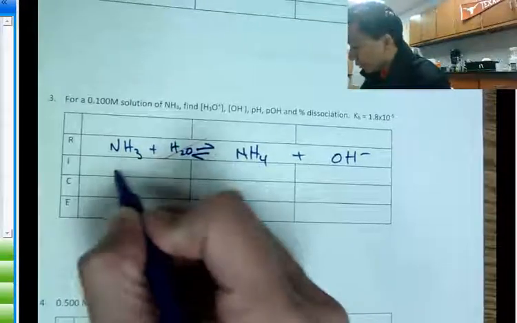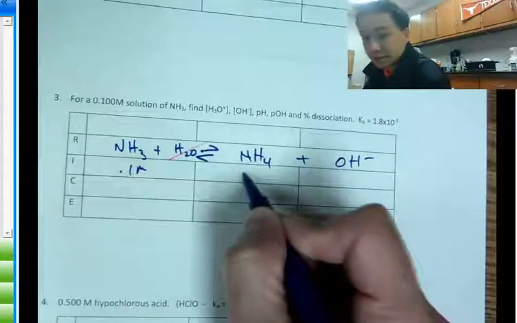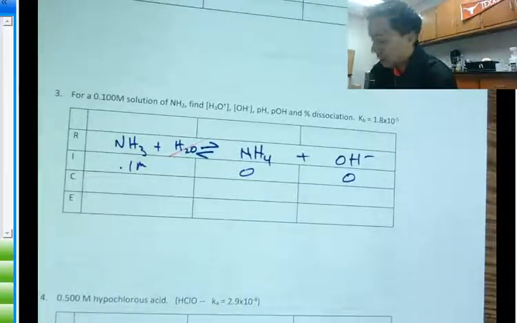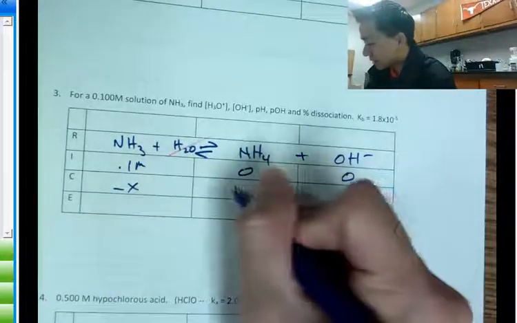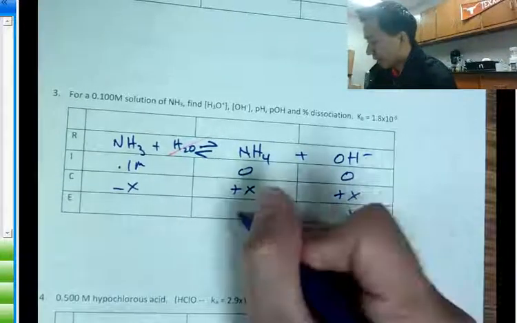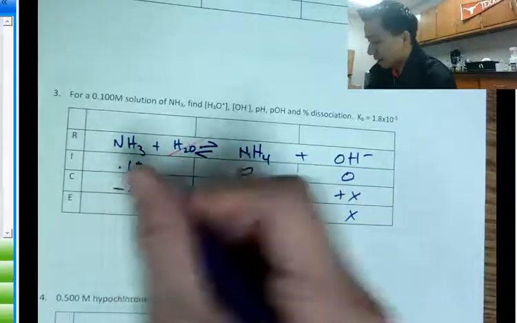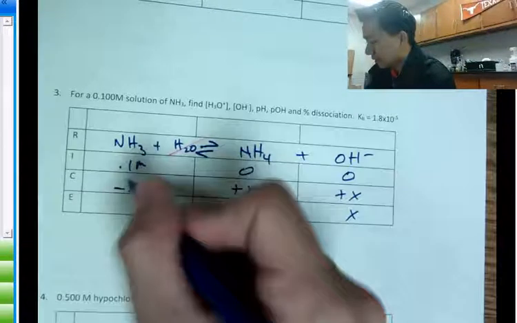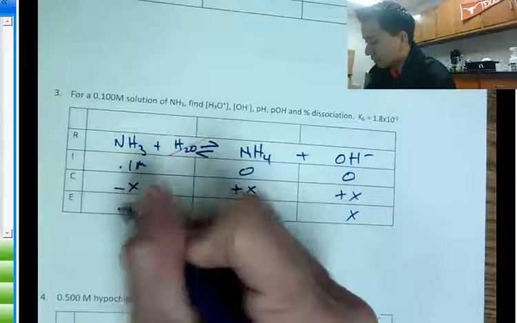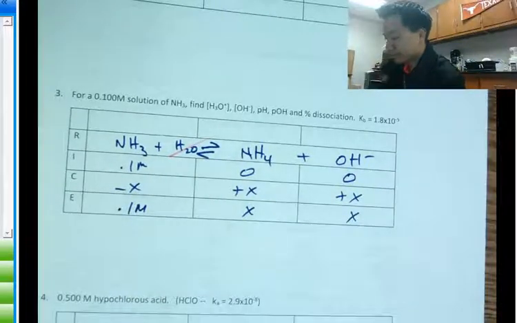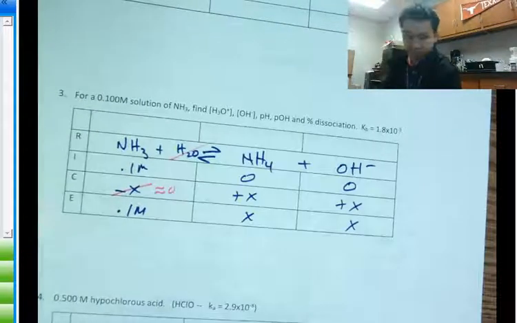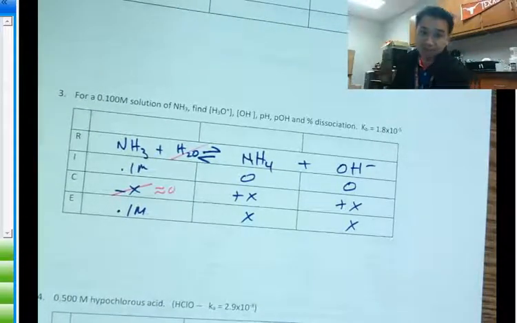Initial, we have 0.1 molar. We have 0. And we have 0. This is going to lose a certain amount of X. This is going to add an amount of X, an amount of X. And we end up with X, X. And this is, again, negligible. So kind of zero it out. So then you end up with 0.1 here. Okay. So this is so close to 0 that it's going to be a small number.